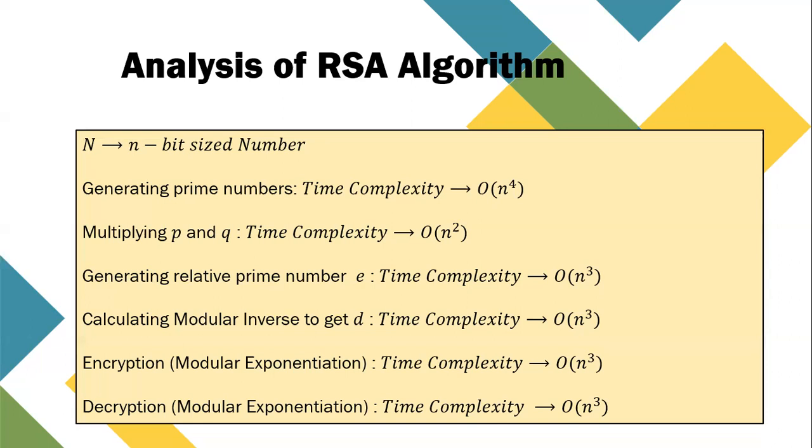Now the time complexity for generating a relative prime number e is O(n^3). Then the time complexity for calculating the modular inverse to get t is O(n^3). Now, since the encryption process involves the modular exponentiation process, it will have the time complexity of O(n^3). And similarly, the decryption process, which also uses modular exponentiation, will have a time complexity of O(n^3).